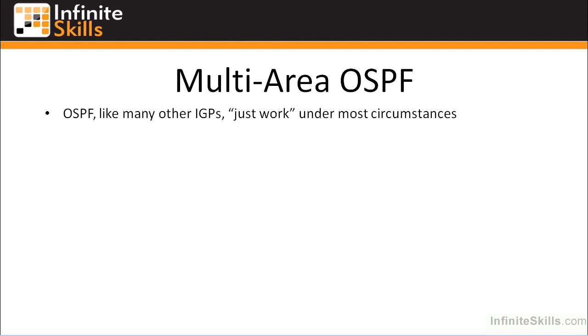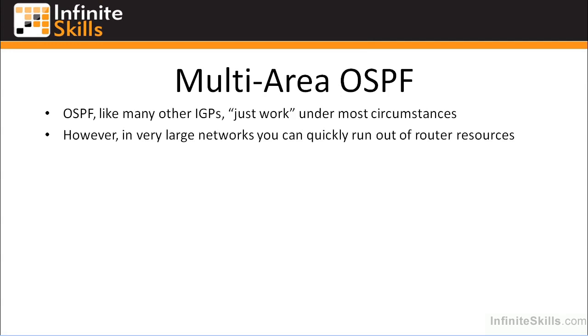OSPF, like many other IGPs, EIGRP, and RIP, just works under most circumstances. You turn them on and configure the right networks and the right autonomous system or the right OSPF process, and all the routing just kind of happens, as we saw in the EIGRP lab. However, in very large networks with OSPF or other link state protocols, you can quickly run out of router resources.